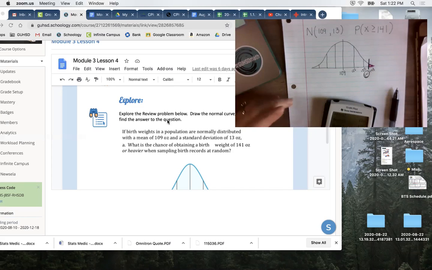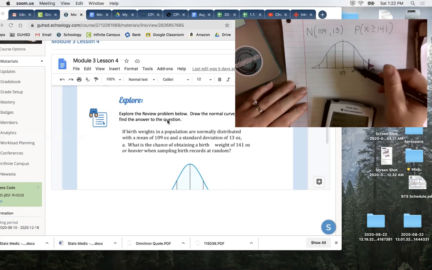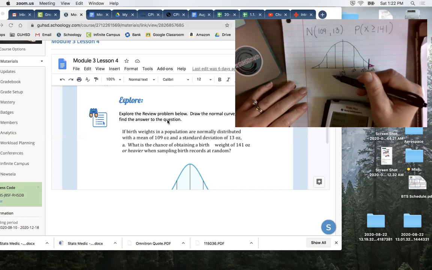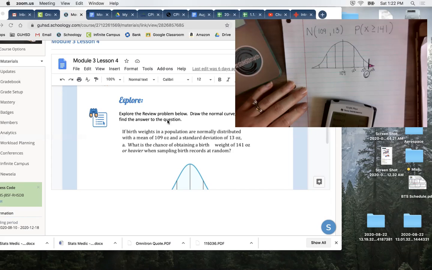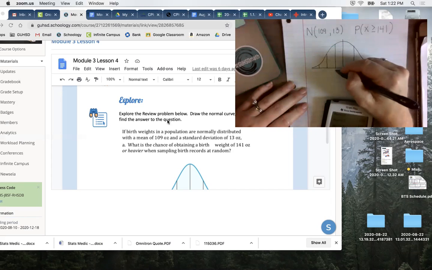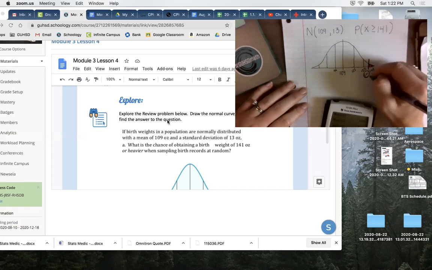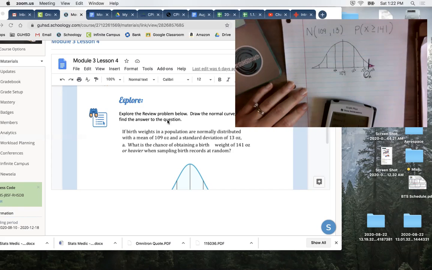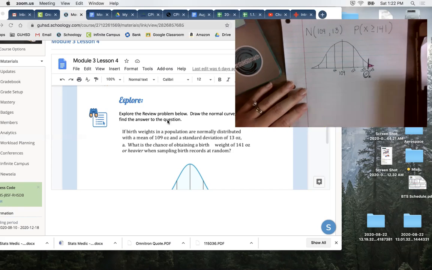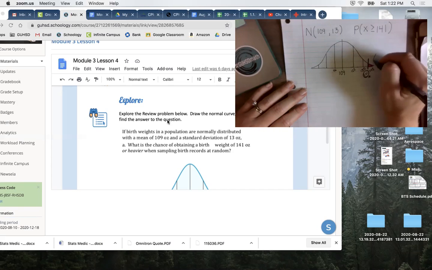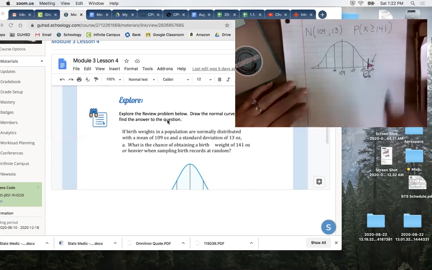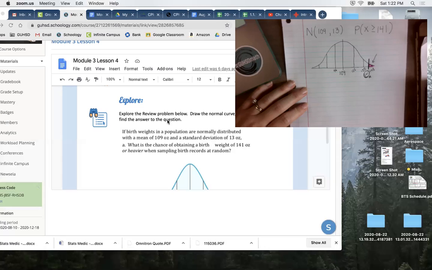Had I had a smaller birth weight, I would have gone the other way too. So I would have taken that 109 and subtracted 13 to get 96, subtracted another 13 to get this one, another 13 to get whatever that weight is. But I'm not going to do that because I know that I'm looking at a value way up here. Okay, so now that I've got that, and I should end up with a small percent that are actually heavier than that 141 ounces, I'm going to calculate the problem.